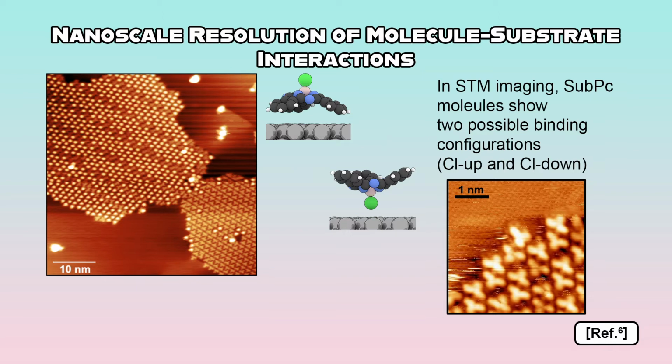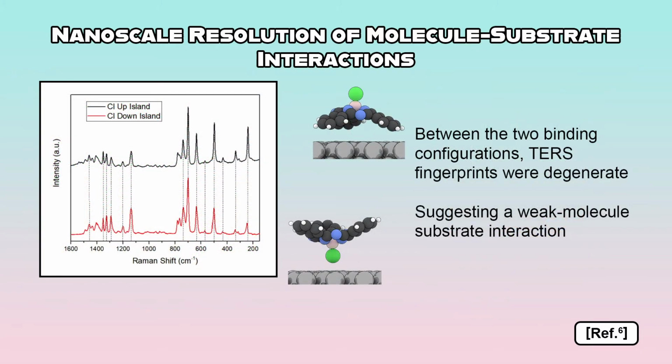Sub-PC molecules of the same binding configuration were found to aggregate and form highly polarized molecular domains with large collective dipole moments. Using the spatial resolution of TERS, it was possible to capture vibrational fingerprints that correspond to each type of molecular island. As shown here, we found these vibrational fingerprints to be largely degenerate, suggesting a weak molecule-substrate interaction.